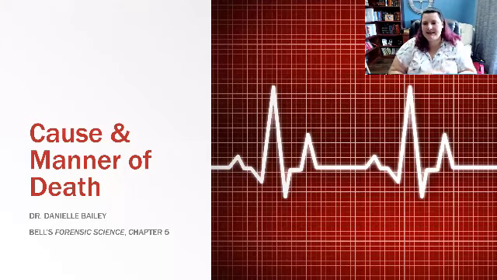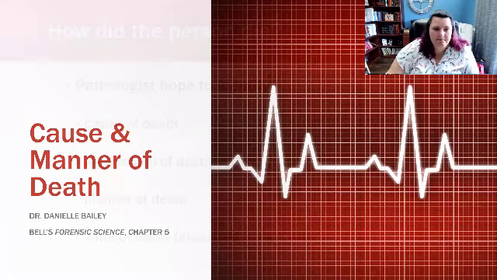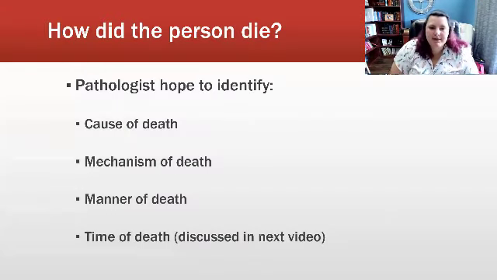In this lecture video, we're going to discuss how death investigators identify the cause and the manner of death. When a forensic pathologist wants to determine how a person died, they're going to make three different conclusions. First, they're going to determine the cause, then the mechanism, and then the manner of death. Depending on the circumstances, they may also be able to make a time of death determination.